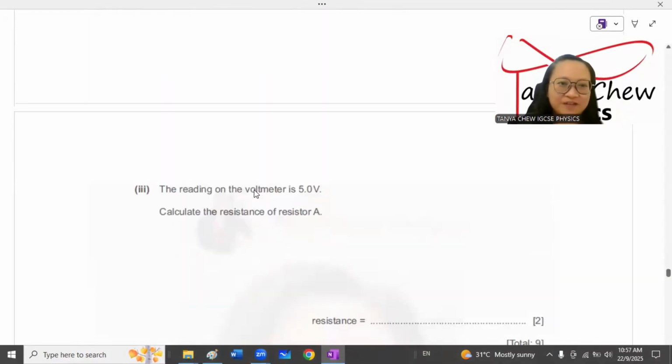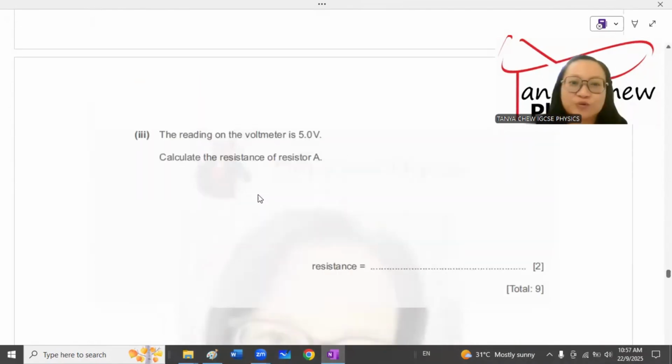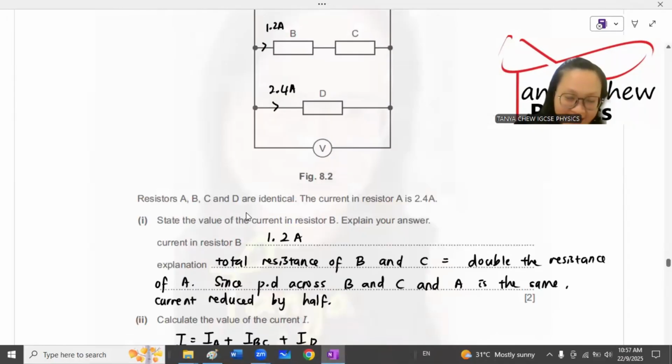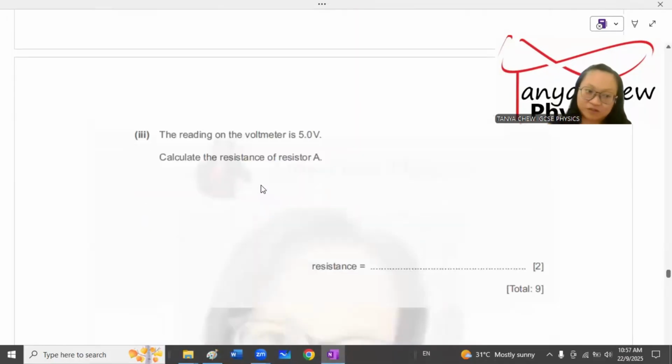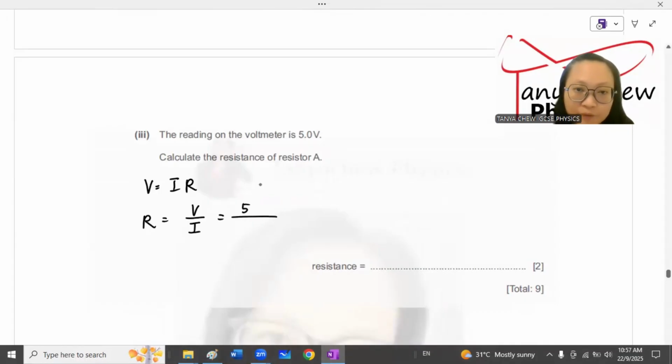And then after that, the third part, the reading on the voltmeter is 5 volt. Calculate the resistance of resistor A. 5 volt, that means the EMF is also 5. You can use Ohm's law, V equals IR. R is equal to V over I. Since I know this is 5 volt and the current across A is 2.4, I take 5 divided by 2.4, I get 2.1 ohm. 2.1 ohm is the answer.